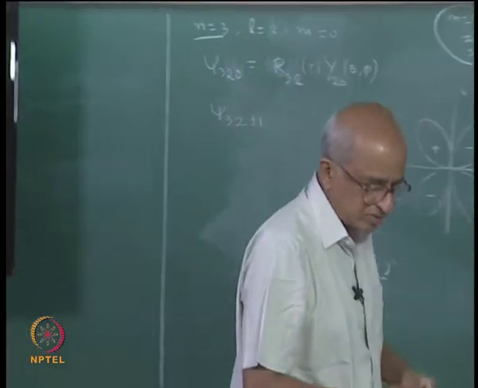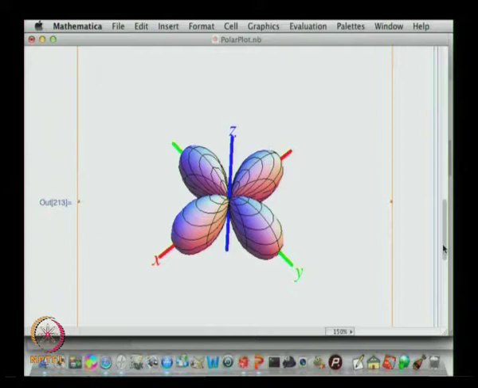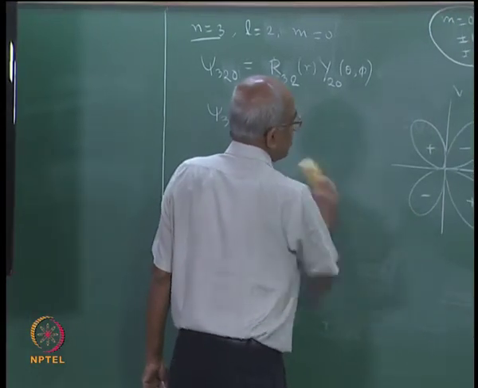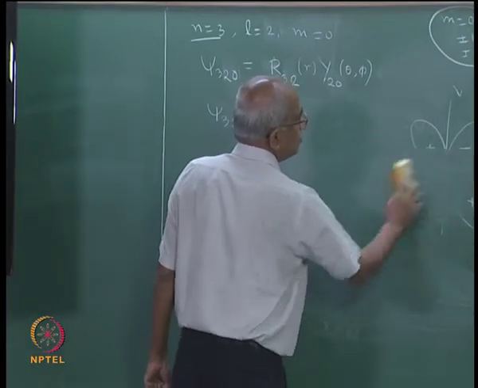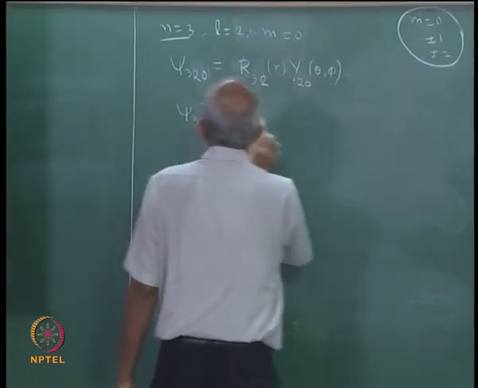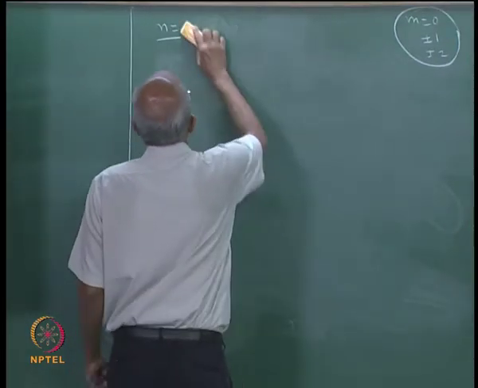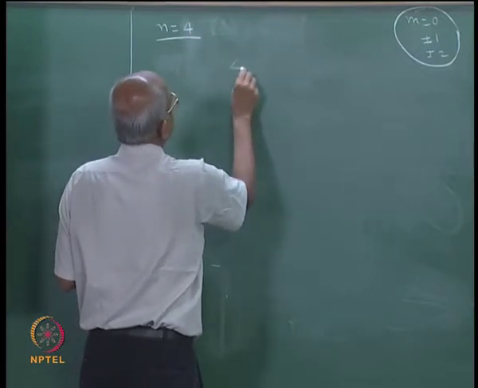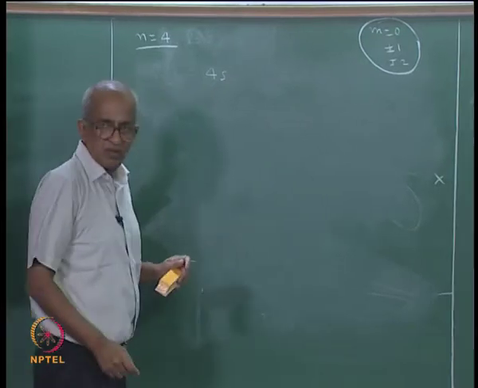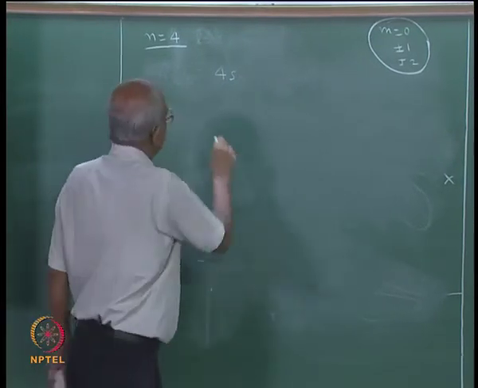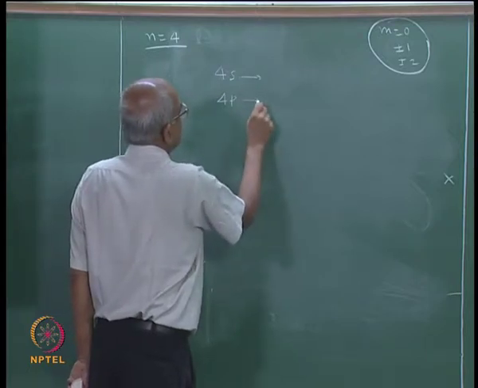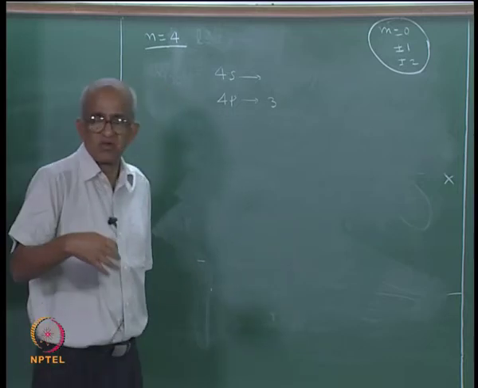Then when you think of n equal to 4, again I am not going to describe n equal to 4 in all its details. When n is equal to 4, you would have the 4s atomic orbital. I am not going to describe it. There is only one 4s, and there are 3 4p orbitals, 4px, 4py and 4pz.